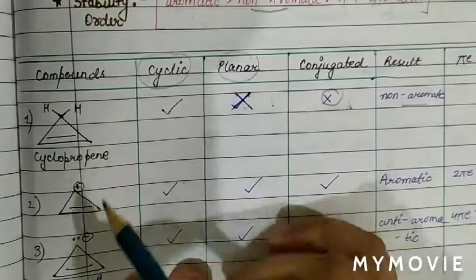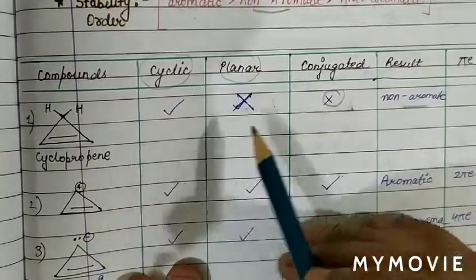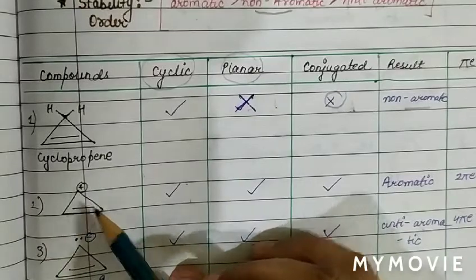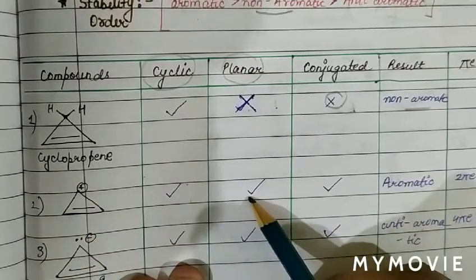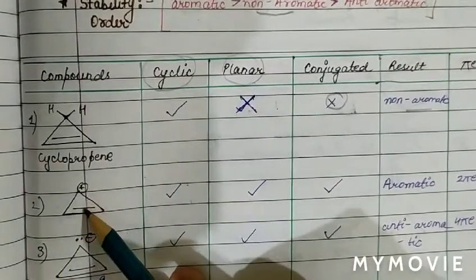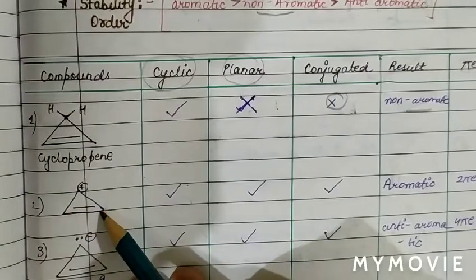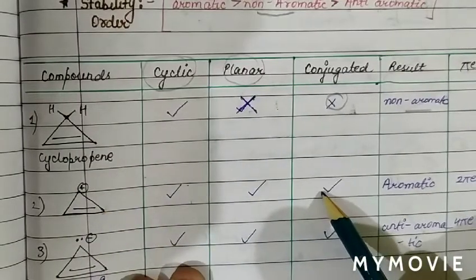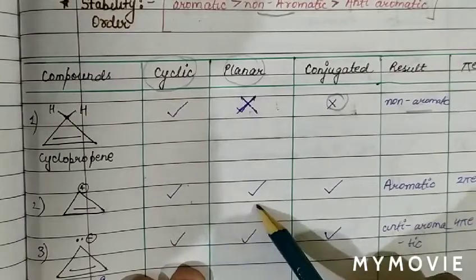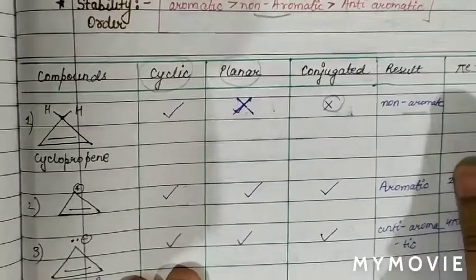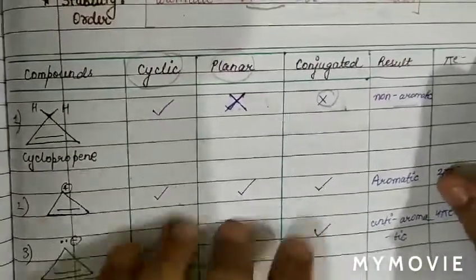In the next case we can see this is a cyclic system: sp2 carbon, sp2 carbon, sp2 carbon. So it is planar. Also, positive charge, single-double, the condition of resonance is fulfilled, so it is a conjugated system. Cyclic system, planar system, conjugated system. Now see the result: the number of pi electrons in this ring.